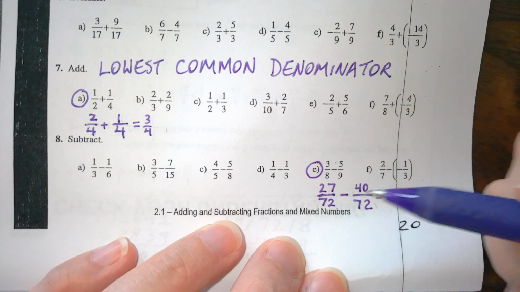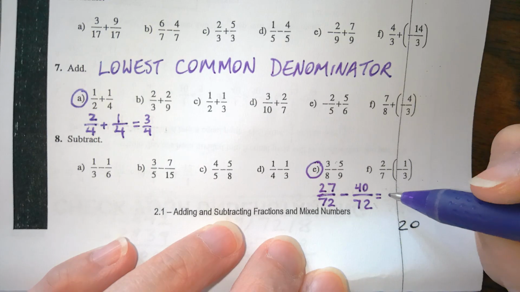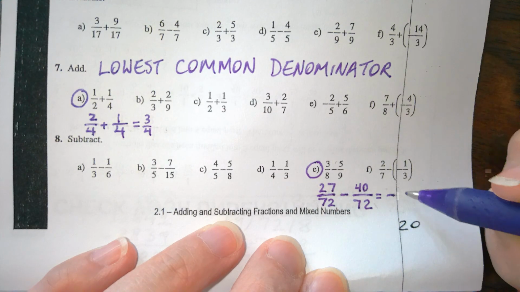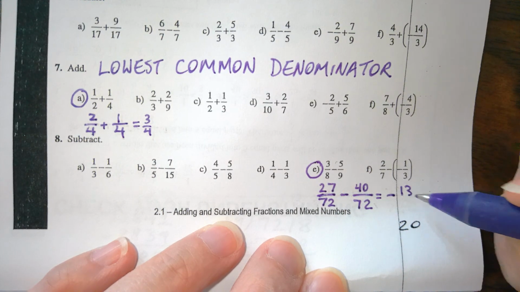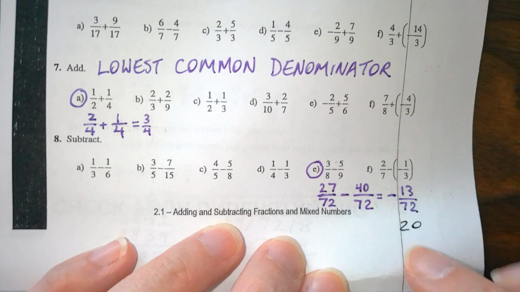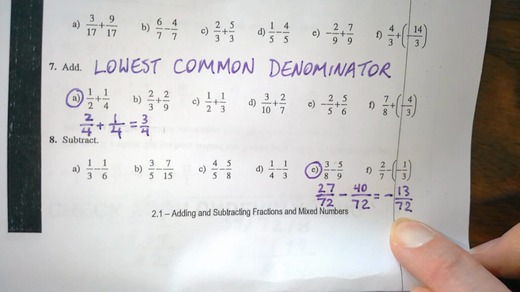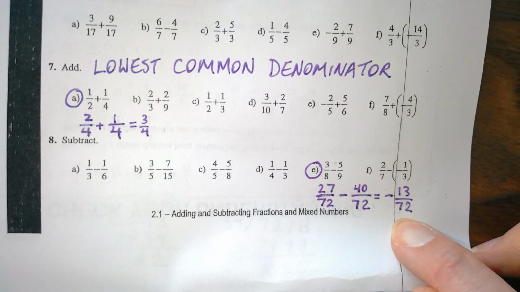Okay, 27 minus 40, what is that? Negative 13 over 72. Okay. Can I change that to a mixed number? No, because my numerator is smaller than my denominator. So this is just a regular fraction. That's my answer. Can't do anything else.